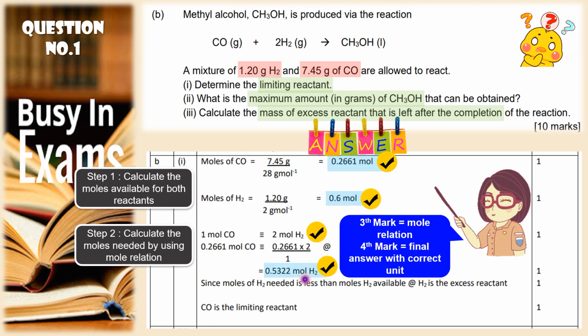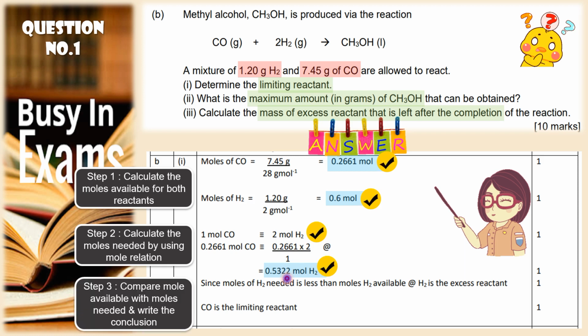Next, refer to the marks given. First mark is for the mole relation, 1 mark. This is not the final calculation, so you have to show your answer in 3 to 4 decimal places with the correct unit. Step number 3: compare mole needed of hydrogen gas with the mole available. We notice that the mole H2 needed here is lower than the mole available.